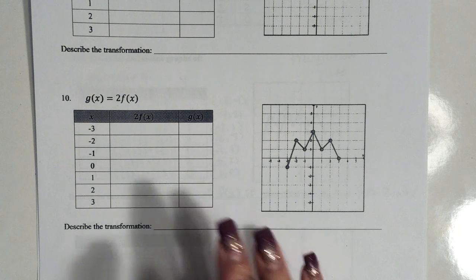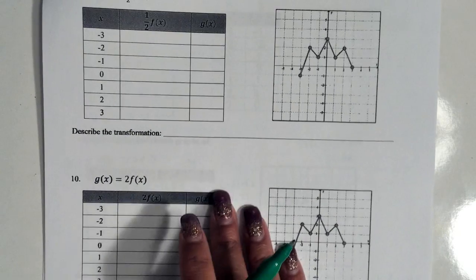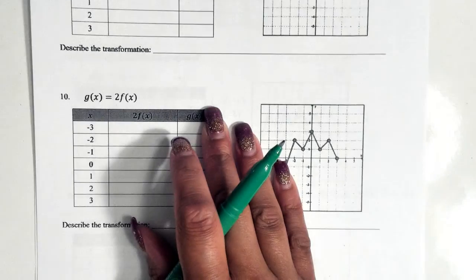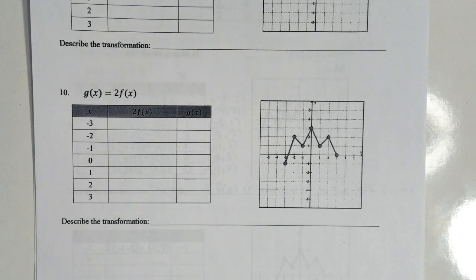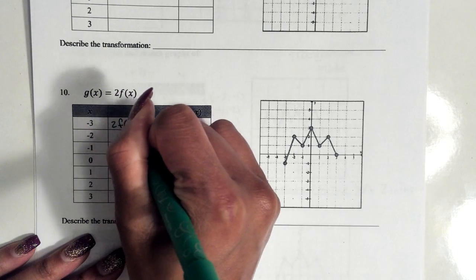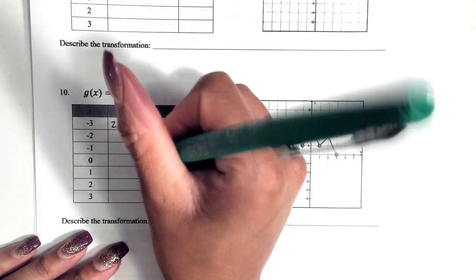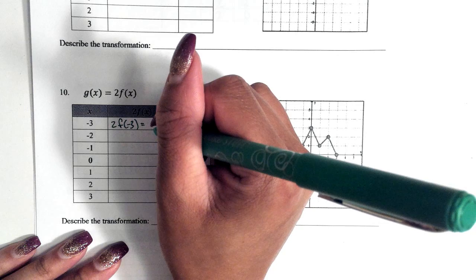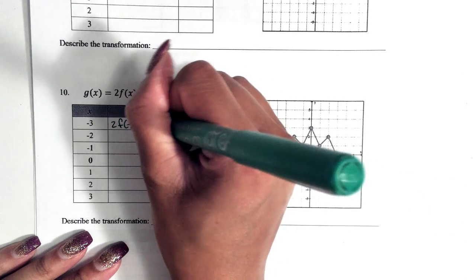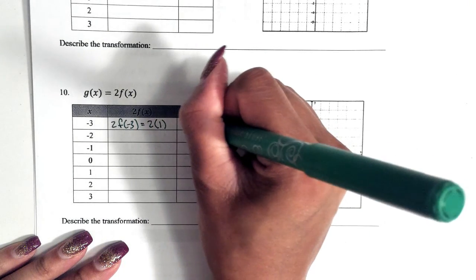And so this time I'm going to do something a little different. I'm going to do number 10 and you will do number 9 on your own. So number 9 you'll do on your own. I'm going to do number 10 with you. So number 10 says g of x is equal to 2 times f of x. So I have 2 times f of negative 3. Okay, so I'm multiplying those together, and we know f of negative 3 is negative 1. So I have 2 times negative 1. And so I get negative 2.